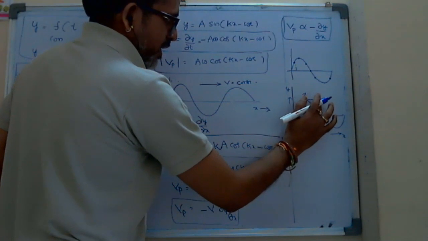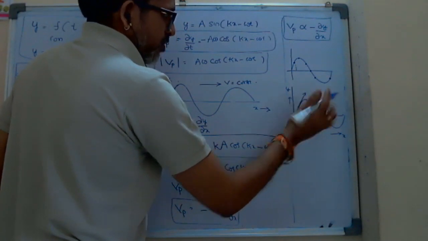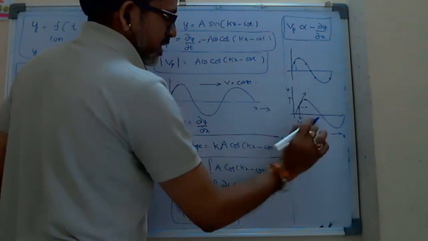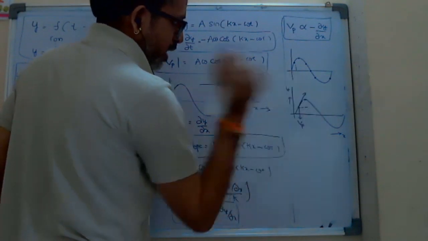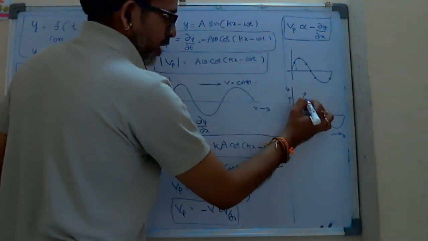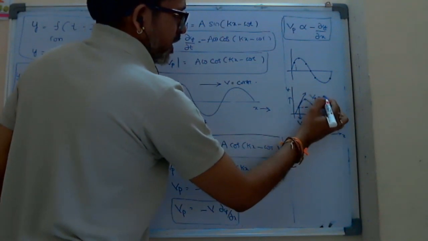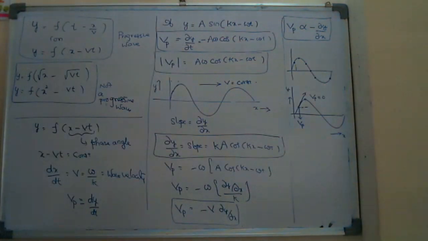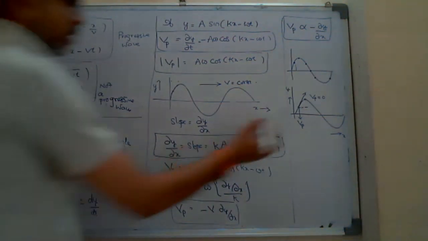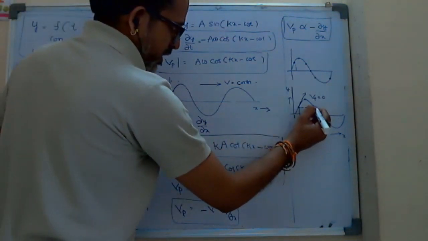This is the tangent drawn. So here velocity of particle is 0, that's why neither down nor up. Simply we have to leave it there. Here we can write velocity of particle equals 0. And the third point, I think you can say very easily.